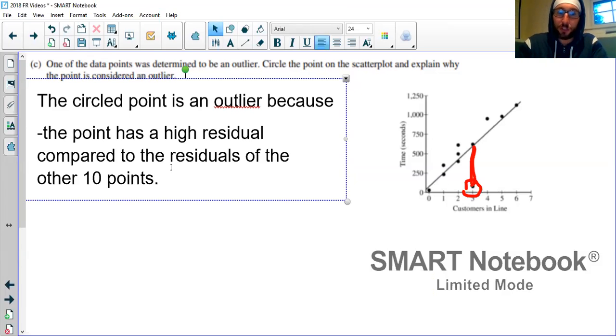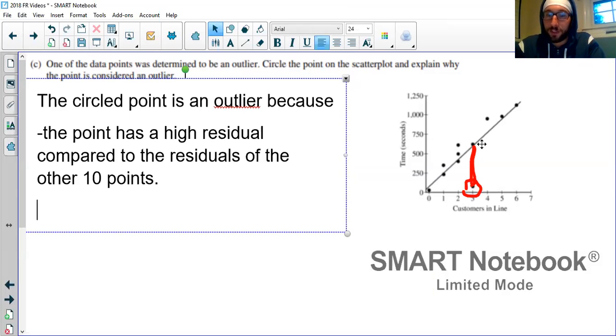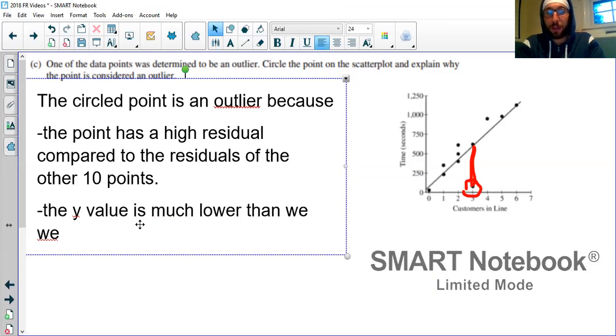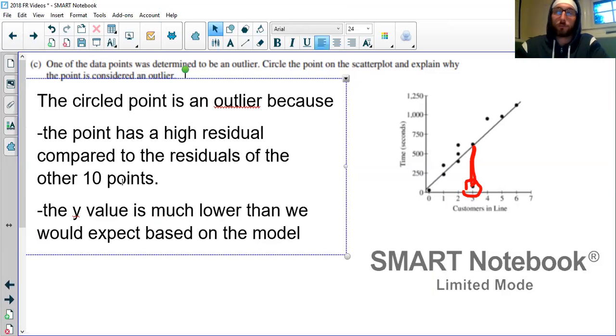Another thing you could do is say, for an x value of 3, we would expect the point to be higher, like up here, where the cursor is. So we could say the y value is much lower than we would expect based on the model, something like that. So there's a couple ways you could say it. Nothing really crazy here. I think this is something we should all feel pretty confident about on the exam.